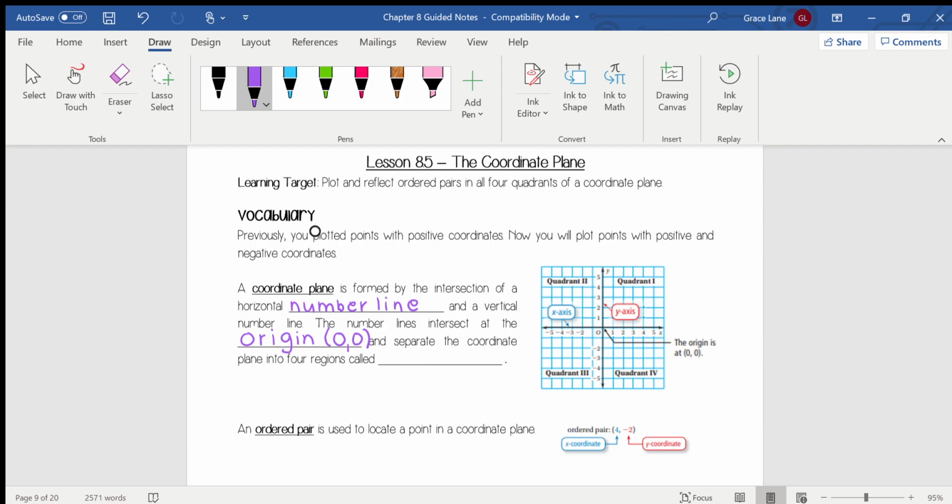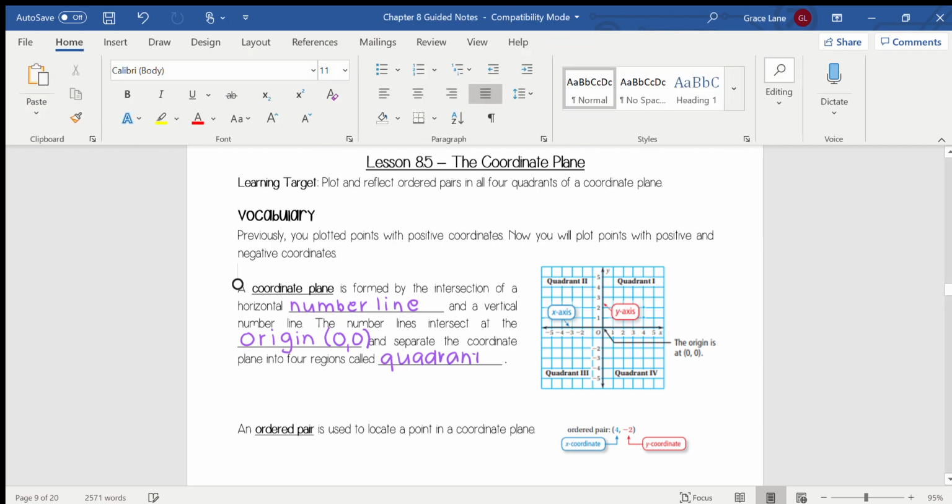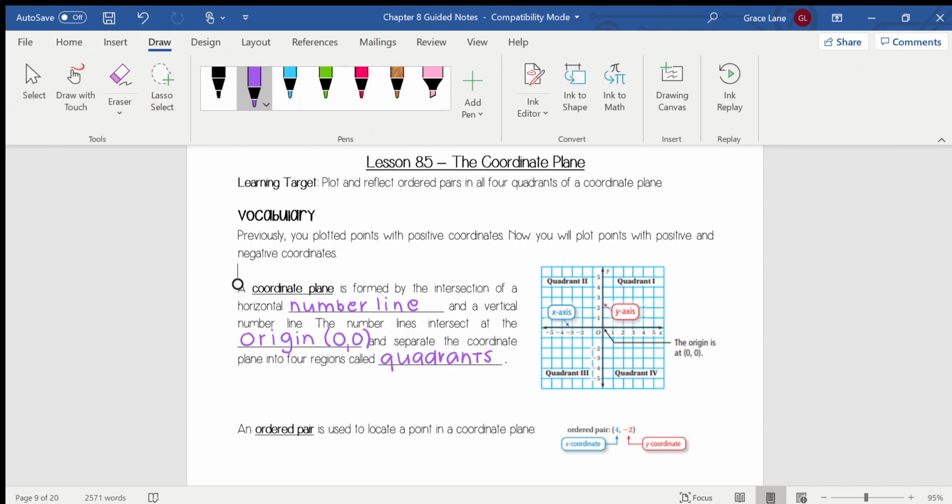Each of the 4 spaces that the coordinate plane is now cut into is called a quadrant. You are probably going to have to just memorize this, but the quadrants are numbered 1 through 4, and they go counterclockwise. So this is quadrant 1, quadrant 2, quadrant 3, quadrant 4, and they're always written with Roman numerals. Then the origin is in the middle.